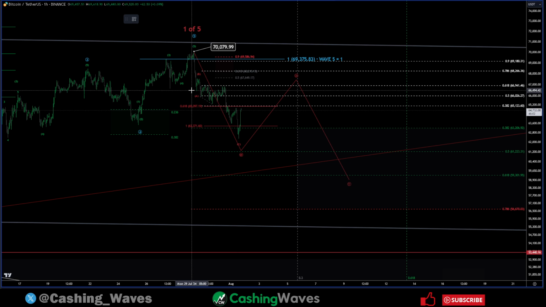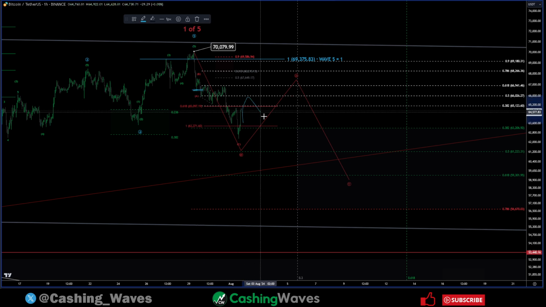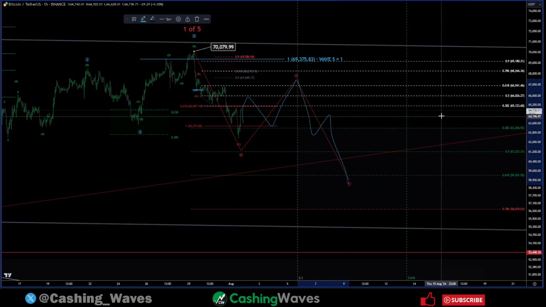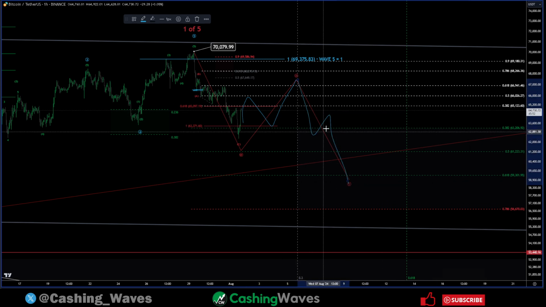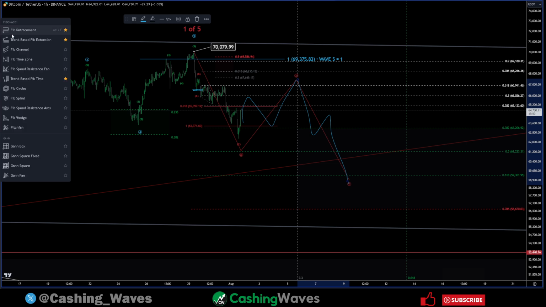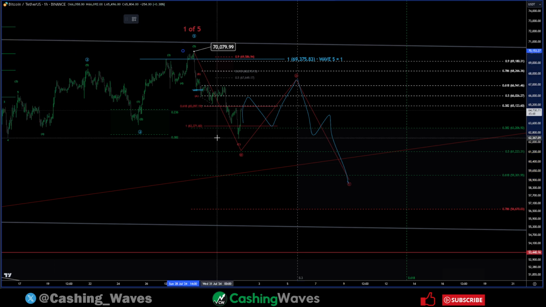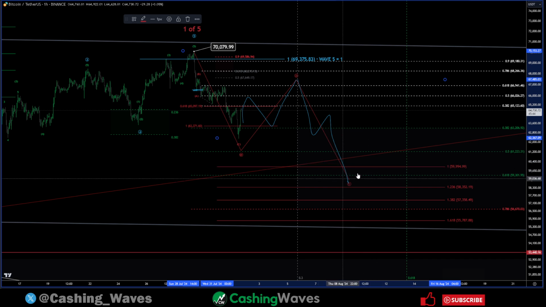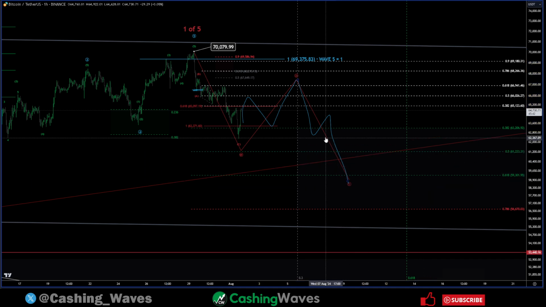So if we overlap the so-called wave 1, we come up here in like an ABC. Next expectation is a Y wave as another ABC. Wherever that pivot is, we would target the 1-to-1. That would probably take us down to around that 60K I've been calling for quite a long time.